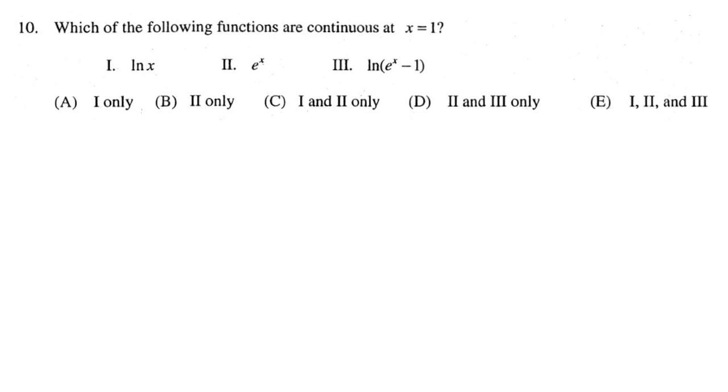Okay, for the next one, which of the following functions are continuous at x equals 1? Well, let's just see. If we are continuous at x equals 1, let's think about the graph of natural log of x. The graph of natural log of x does something like this, and that point there is (1, 0). So yeah, that would be true.